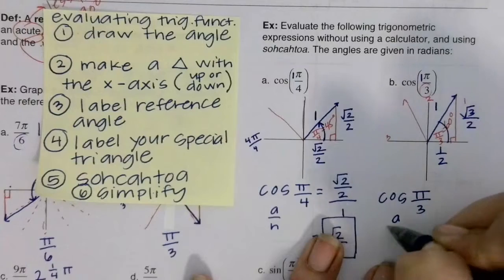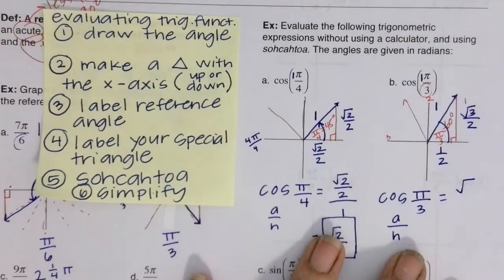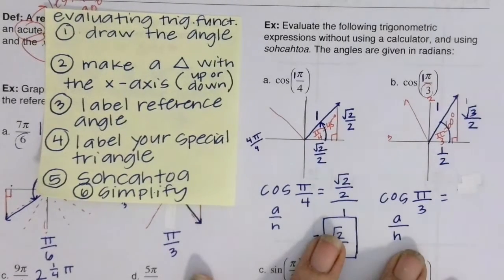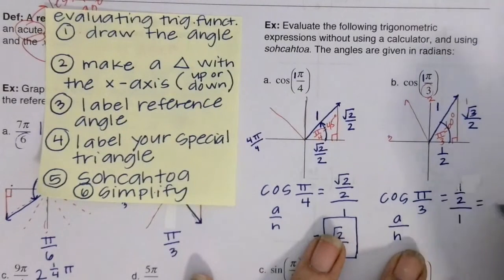Cosine of pi over 3. Cosine is adjacent over hypotenuse. Root. Whoop, I was going to do a root. It's not. Adjacent is 1/2. So we're going to do 1/2 over 1, which equals 1/2.